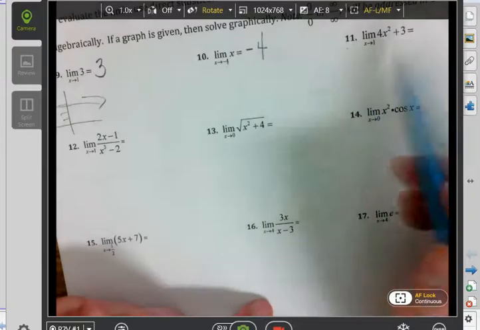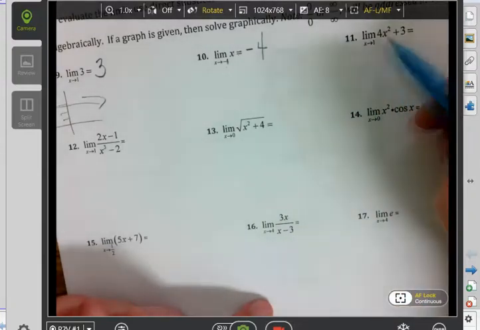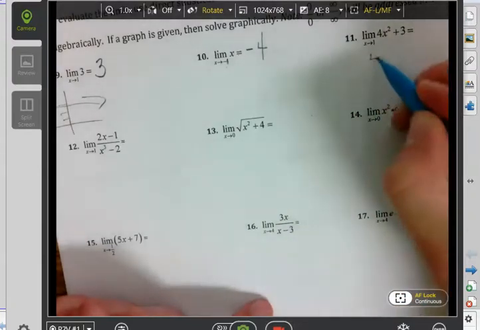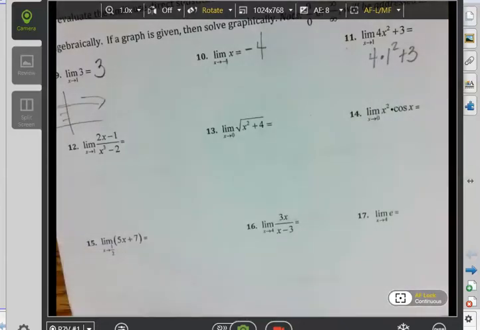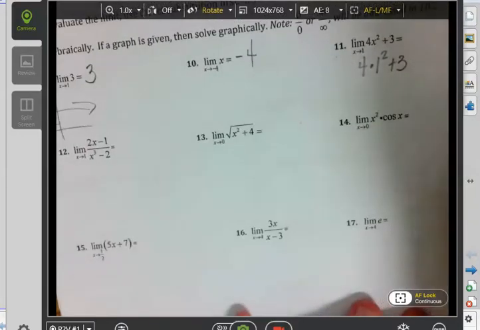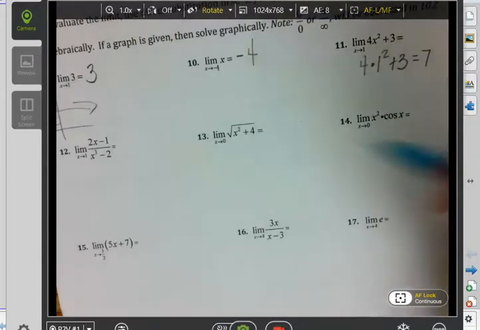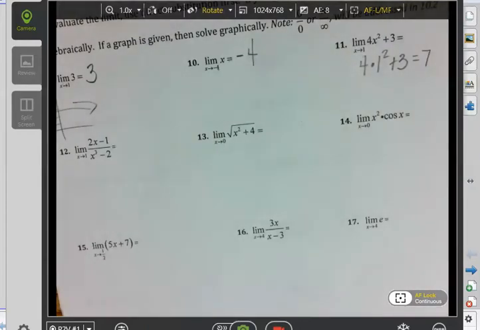All right, number 11, you're going to substitute 1 in for the x. So we're going to have 4 times 1 squared plus 3. What do we get? 7, yeah. Okay? So these problems are all done by substitution. When you get to number 14, you might need to remember a little bit of trig. And actually, at the end of class today, we're going to go over a few trig problems. But I want you guys to keep working on these. I'm going to pause the video.